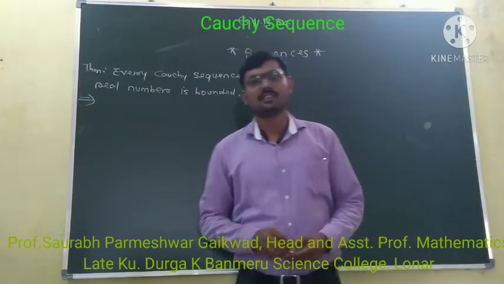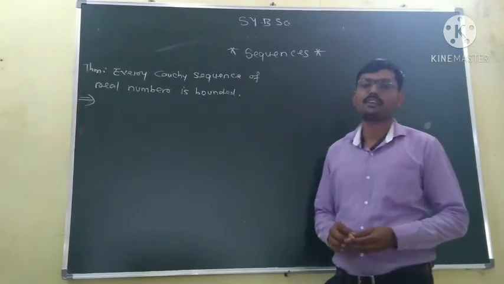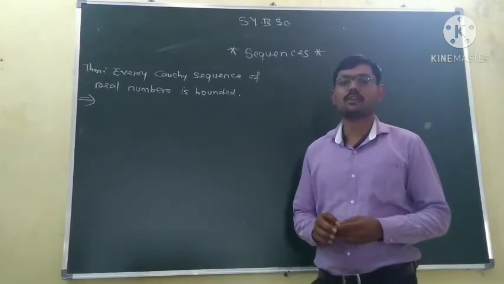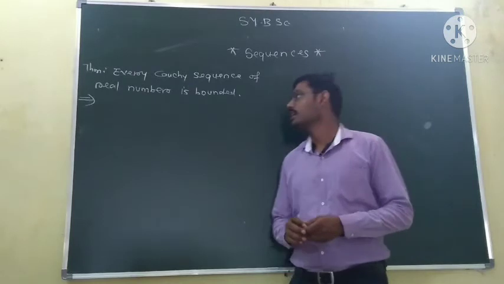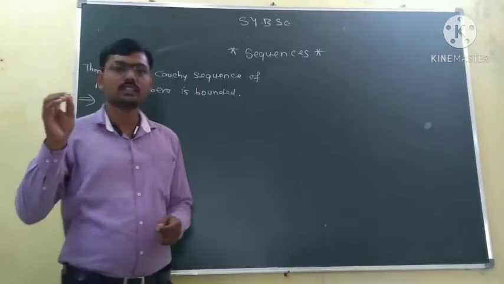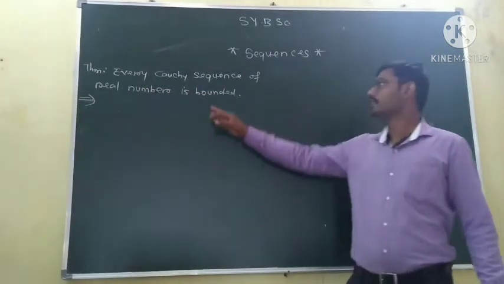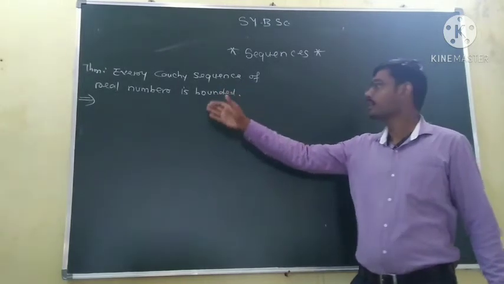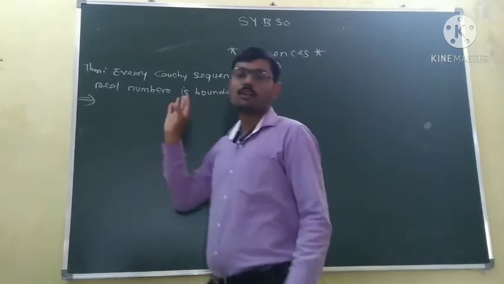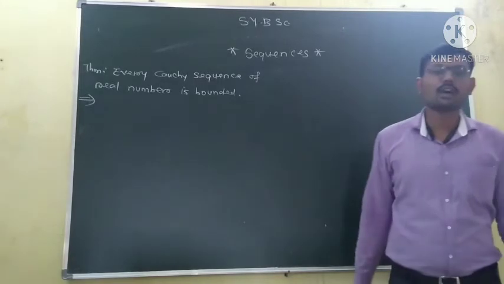Hello friends. So today we will continue with the examples and theorems of Cauchy sequence. This is the last point of our first unit, sequences. We have seen one theorem in the last lecture that every convergent sequence is a Cauchy sequence. Now we will see the next theorem: every Cauchy sequence of real numbers is bounded. So we have to prove that every Cauchy sequence is always a bounded sequence.